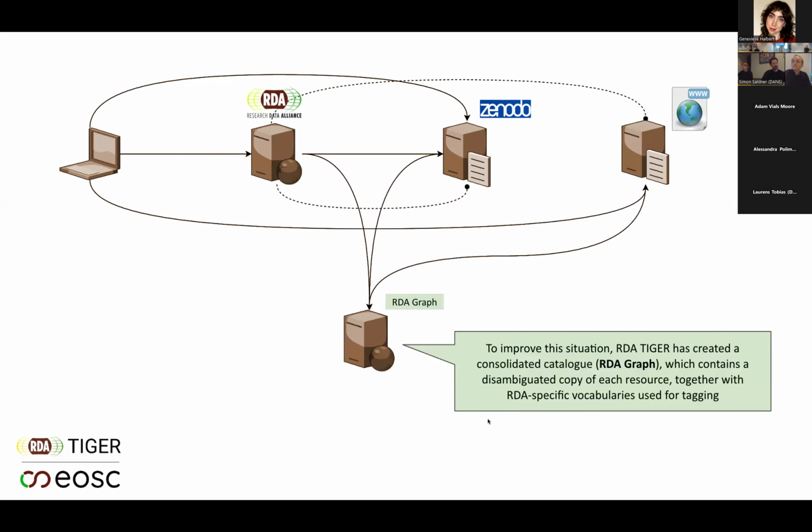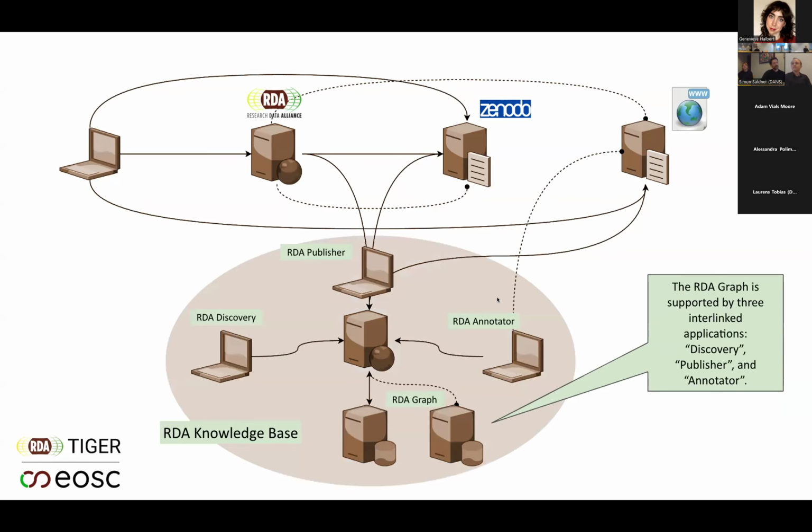We did this by consolidating the different resources that I just mentioned into a database, which we call the RDA graph, and which Alessandra will talk a bit more about in a bit. This essentially contains a disambiguated, deduplicated copy of each resource group, etc., associated with the RDA, as well as some RDA-related, but not specifically RDA-produced outputs as well, including vocabularies that we can use to tag different resources.